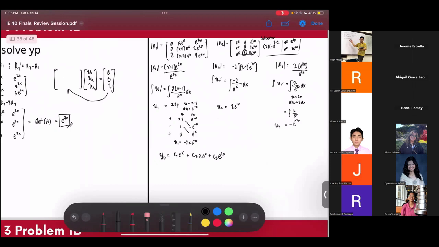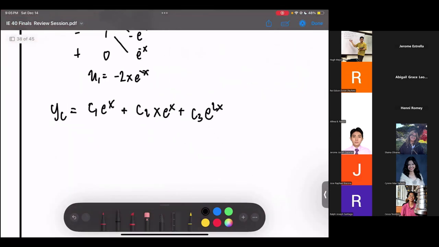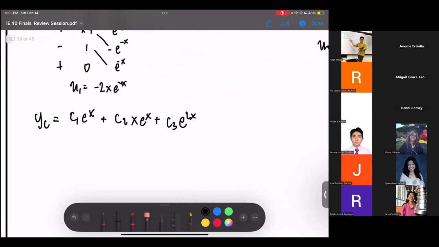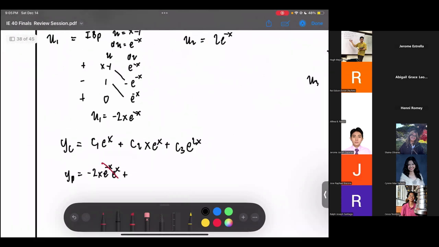We solved this by deducing yung nasa table. So now, let's plug in u1, u2, and u3 in place of c1, c2, and c3. So now our yp is equal to negative 2x e raised to negative x times e raised to x. This will cancel. That's typically a good sign na you solved it correctly if magka-cancel siya. u2 is 2 e raised to negative x times x e raised to x. So that will also cancel. Plus, what is our u3?